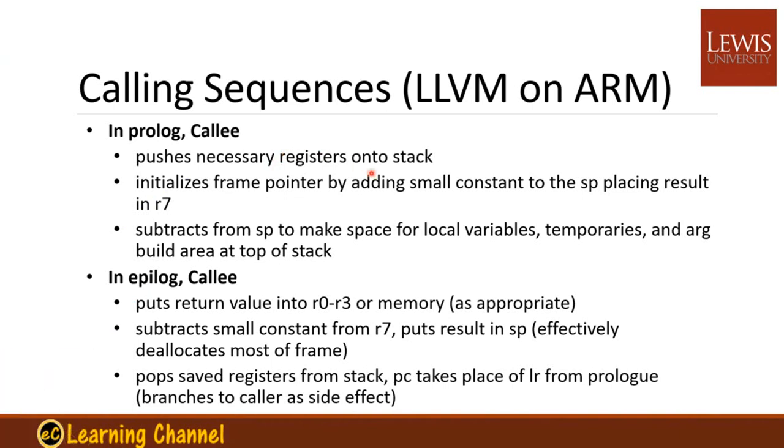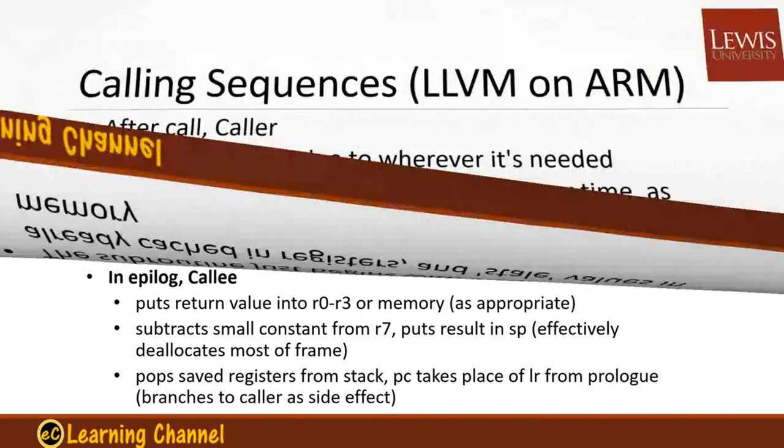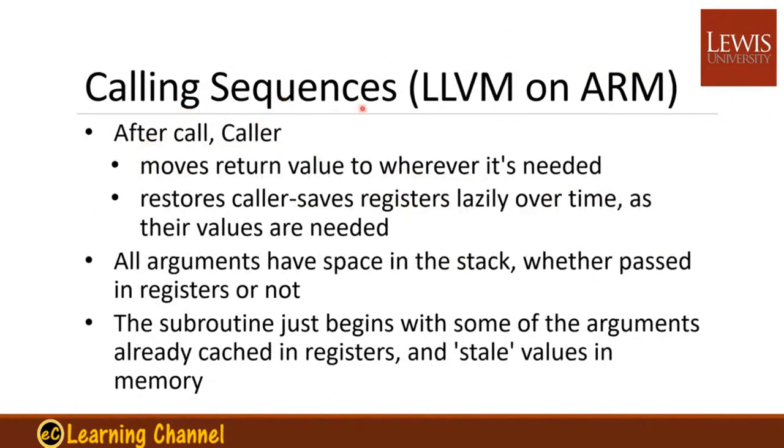But right here, without the detailed code, it's hard to understand what will be needed for these different operations. So, the calling sequence for this low-level virtual machine: after the call, the caller moves the return value to wherever it is needed. Store, so that is actually our right-hand side value. And then store, the caller saves the register lazily over time as their values are needed.